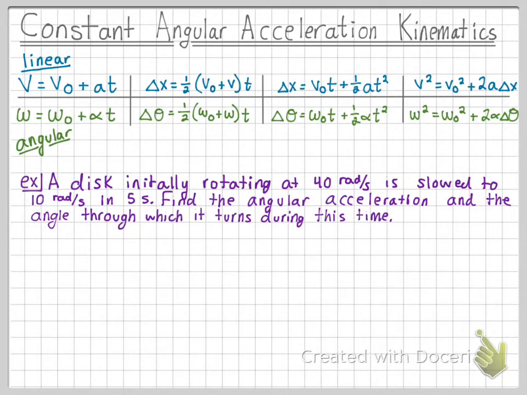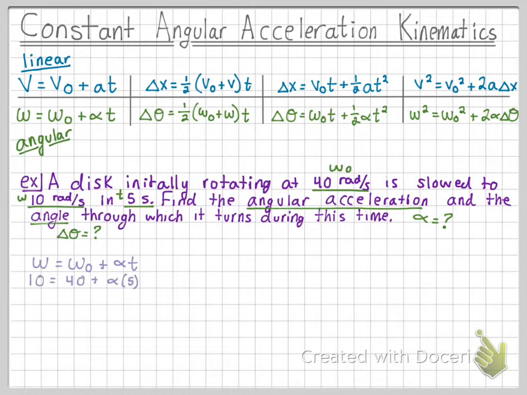Alrighty, so let's look at some of the variables we're using in this equation. 40 radians per second is going to be our initial angular velocity, or omega naught. 10 radians per second is going to be our final angular velocity, or just omega. And 5 seconds is time. So we have omega naught, omega, and t. So let's solve for the angular acceleration with this equation.